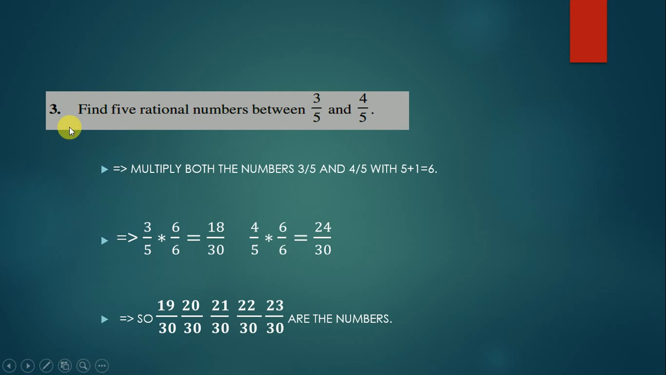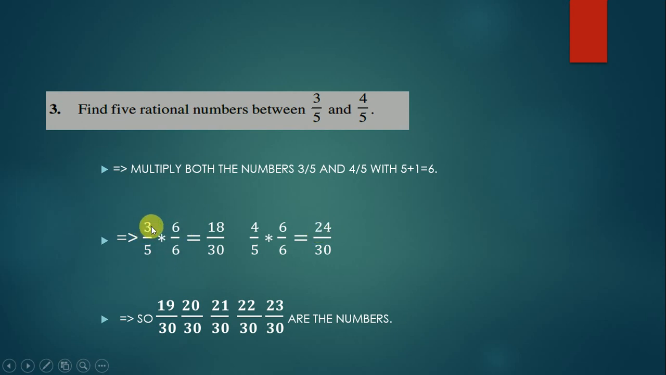Now the next one. Find 5 rational numbers between 3 by 5 and 4 by 5. As we all know, the denominator given is 5. So multiply both these numbers with 6. So 3 by 5 multiplied with 6 by 6, and 4 by 5 multiplied with 6 by 6.